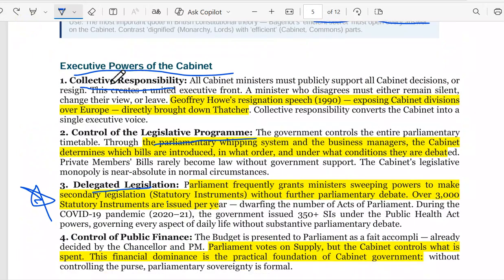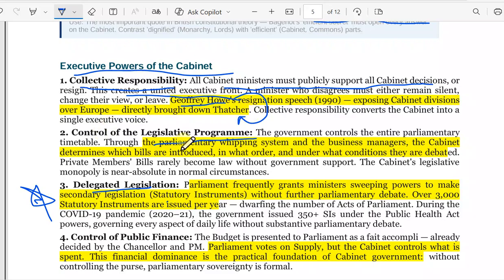Now, okay, just give it a read. Collective responsibility: all the cabinet members must publicly support the cabinet decisions. This creates a united executive front. If one minister disagrees, then the whole government may fall. This happened in the Geoffrey Howe case. I have told you about how Geoffrey Howe's resignation led to the fall of Margaret Thatcher.